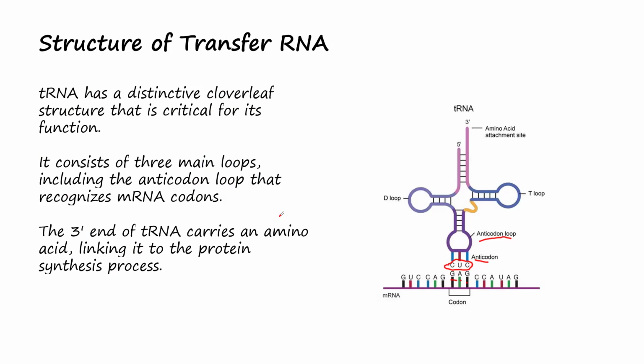And very importantly, there is a 3' end of the transfer RNA, and the major function of the 3' end of transfer RNA is to carry a specific amino acid. So this is the point of amino acid attachment. This is the point where the amino acid attaches itself, and this amino acid is used to link the growing amino acid chain for the protein synthesis process. We also have the T loop, we also have the D loop. So these are the three loops found in the transfer RNA: the T loop, the D loop, and the anticodon loop.